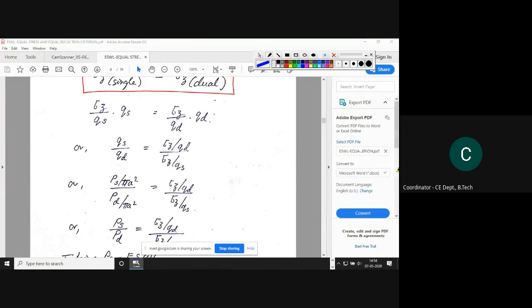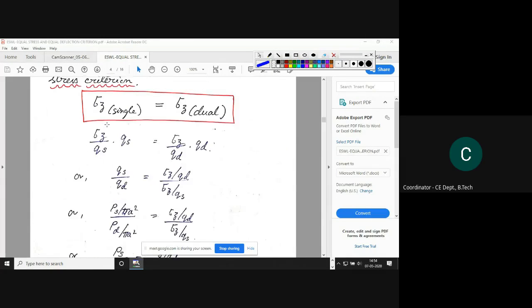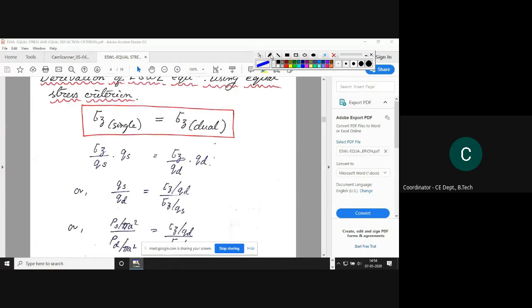See, suppose this is the condition. Okay, we have to keep this condition. This is our first criteria. Criteria is what? Based on equal stress criteria. That means we are equating the stress for single wheel with the stress of dual wheel. Stress generated by single wheel with the stress generated by the dual wheel.